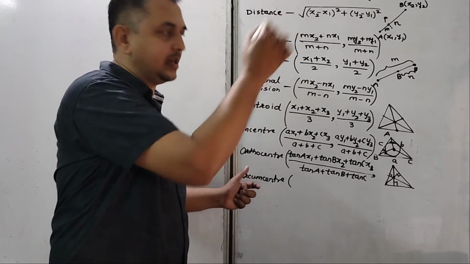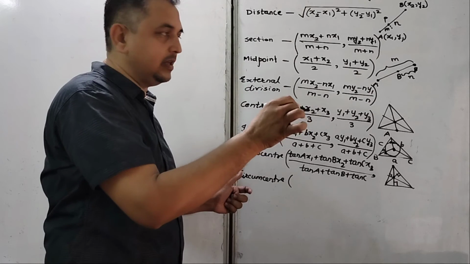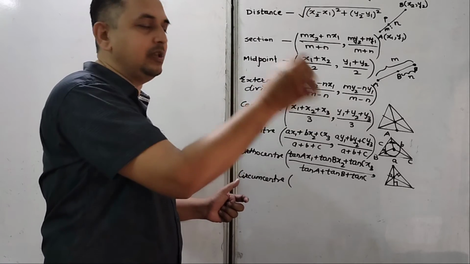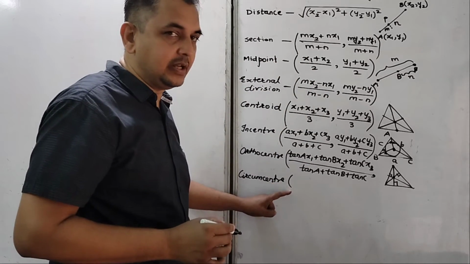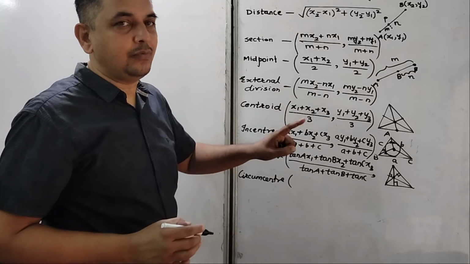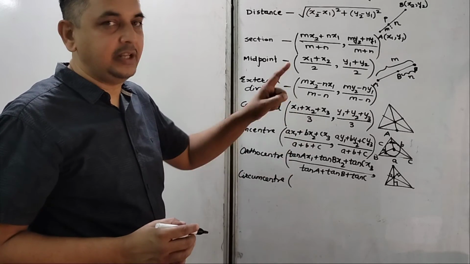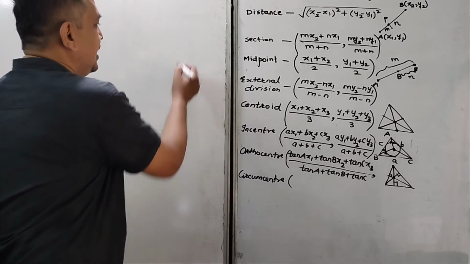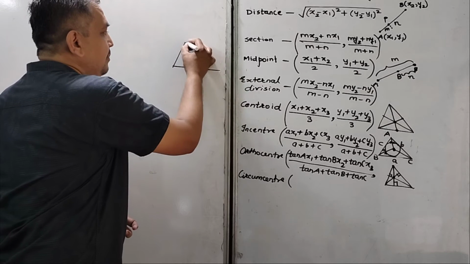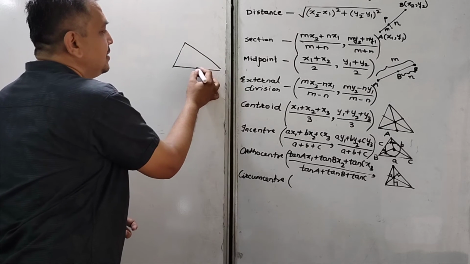Circumcenter is the center of the circle which passes through all the vertices. That is the point of intersection of all the three perpendicular bisectors. I am giving the figure over here. Pay attention. This is the midpoint of the side.